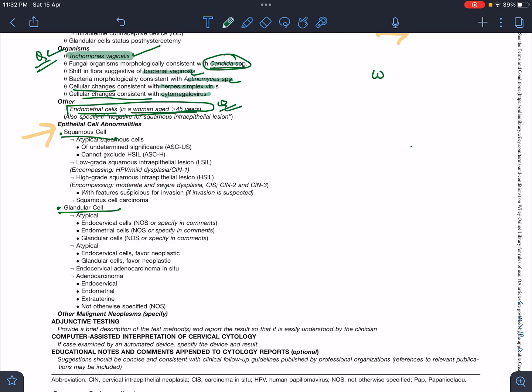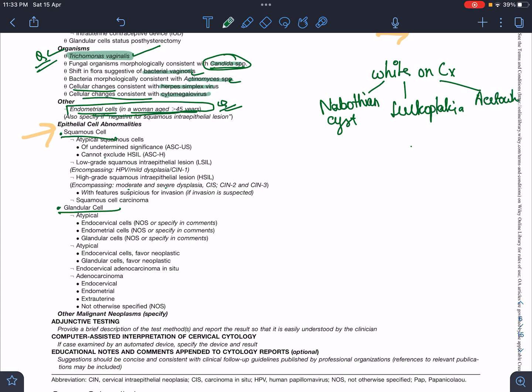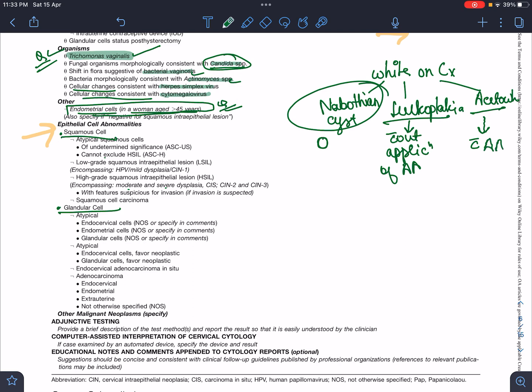Basically, when you're checking white areas on the cervix, you have to see for Nabothian cyst, you have to see for leukoplakia, and you have to see for acetowhite areas. These will be like regular whitish areas. Leukoplakia is without application of acetic acid, and acetowhite is with acetic acid.